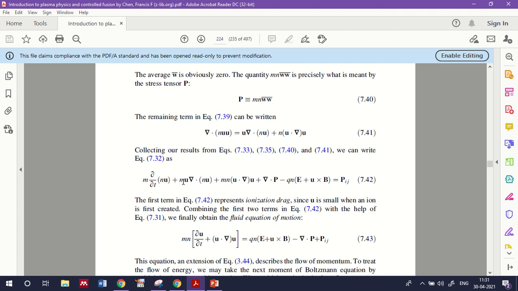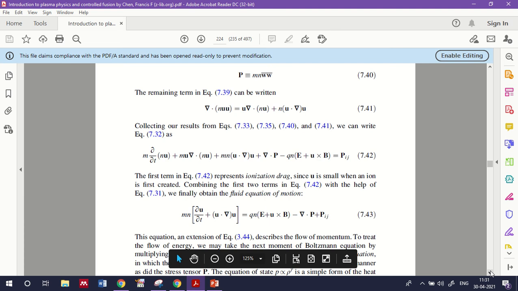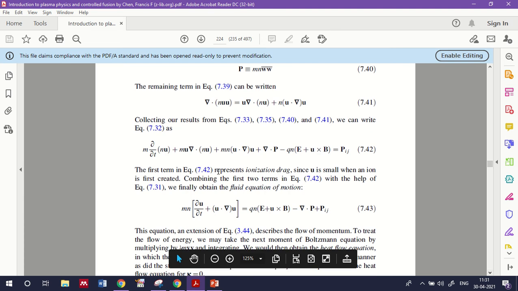And if you combine the first two equations, then you will be getting the fluid equation of motion. Taking all other terms on the right hand side, we get m ∂u/∂t plus u dot ∇u.